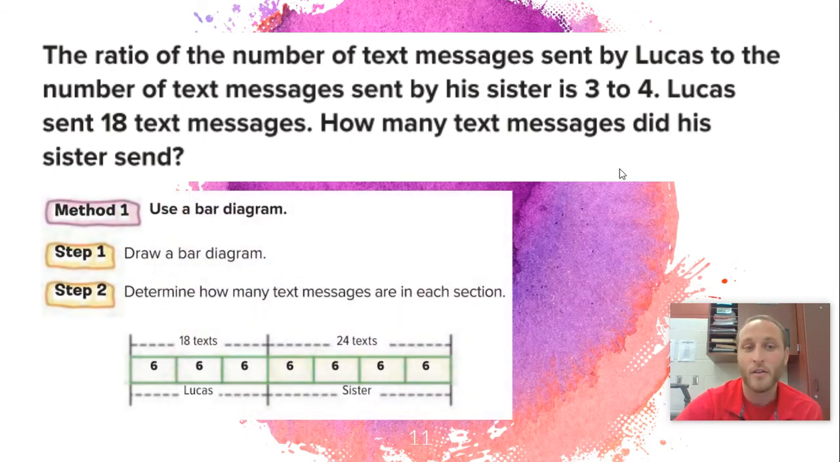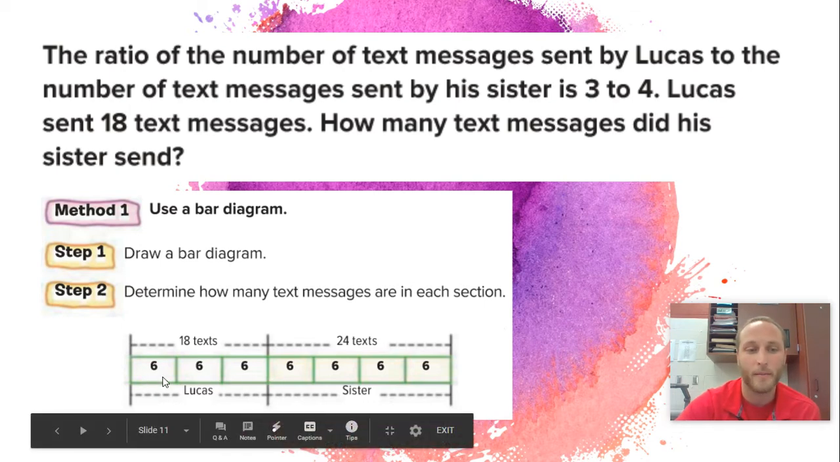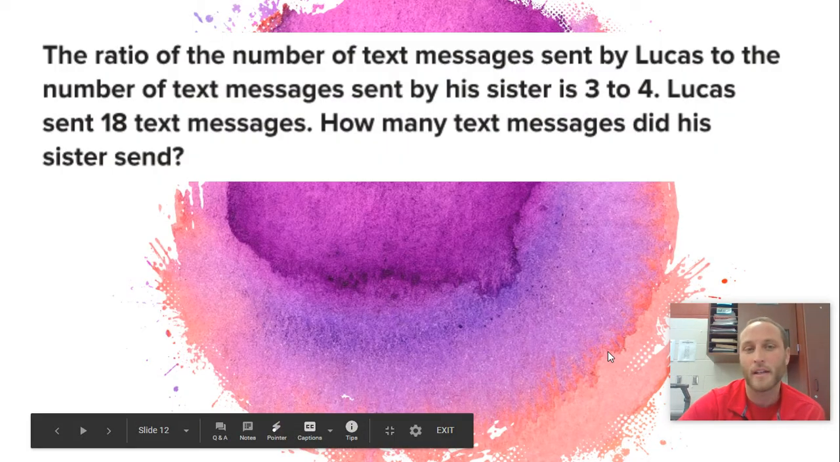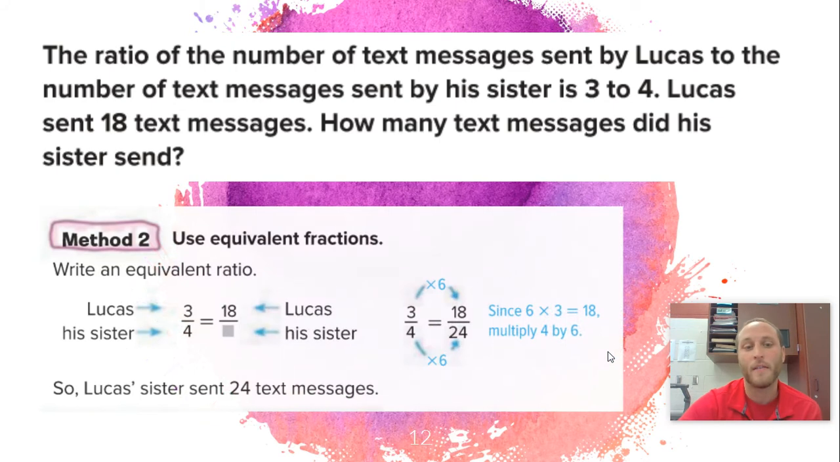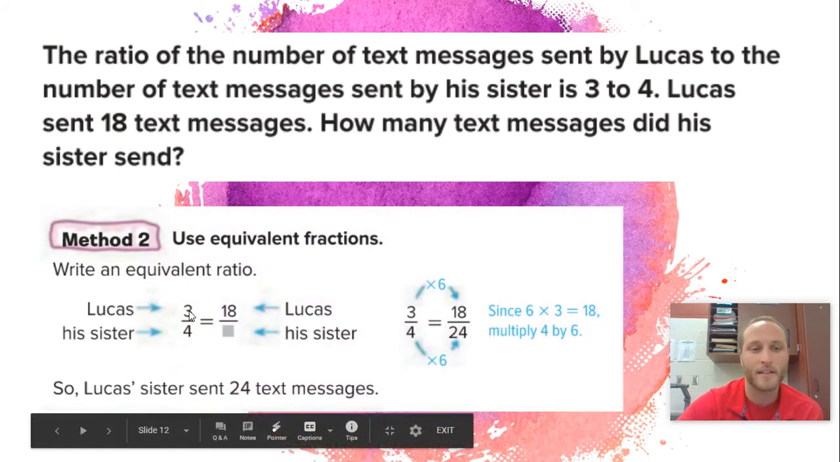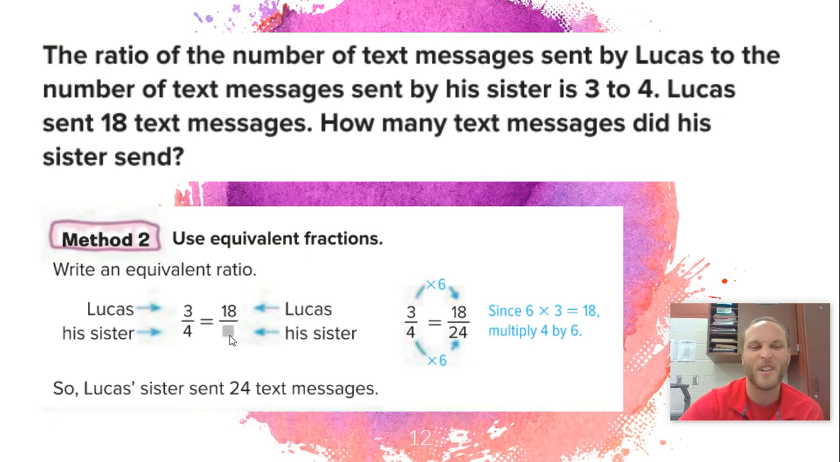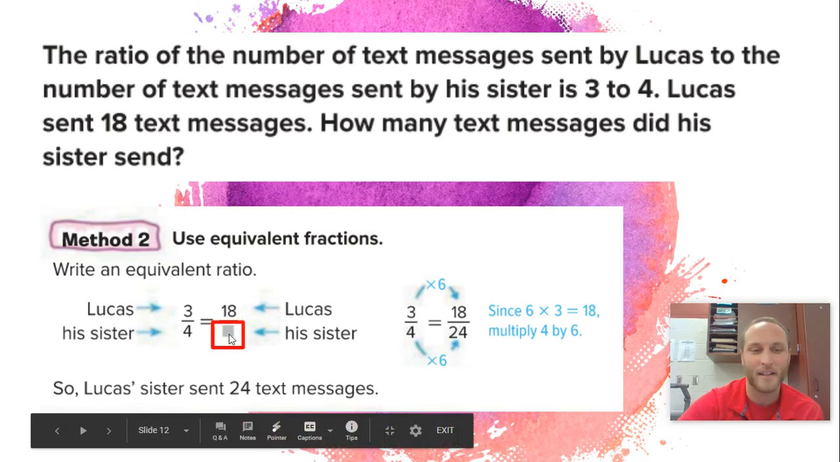So again, you could use a bar diagram and set it up this way because for every 3, you see the 3 boxes here, texts that Lucas sent, his sister sends 4 texts. And I can split up that number of 18 into 6s and I can find out the answer that way. But again, I want to look at it in this format. So if I was using equivalent ratios, I know that Lucas sends 3 texts, his sister sends 4. And then in the next situation, I know that Lucas is sending 18. So I need to figure out how many his sister is sending.